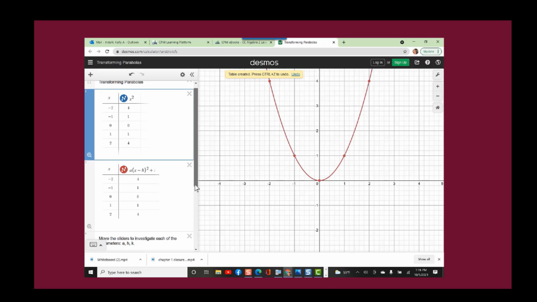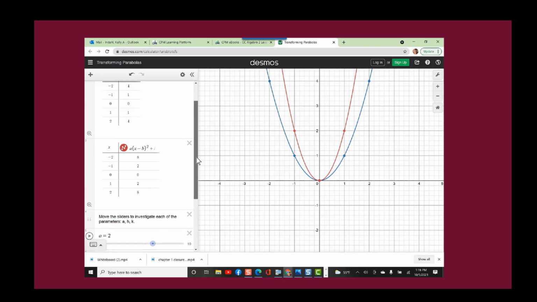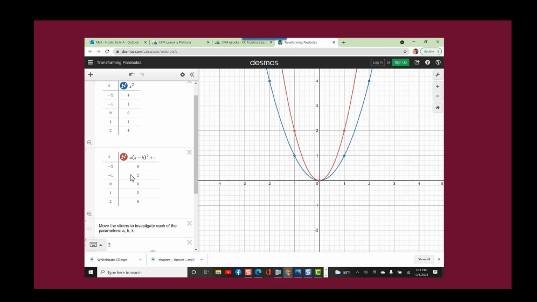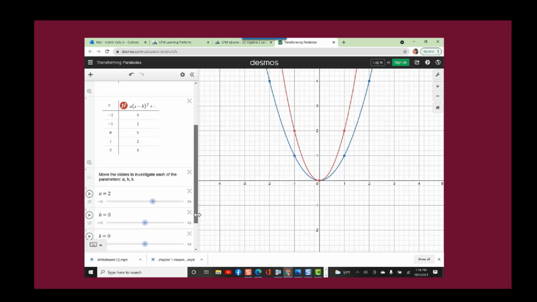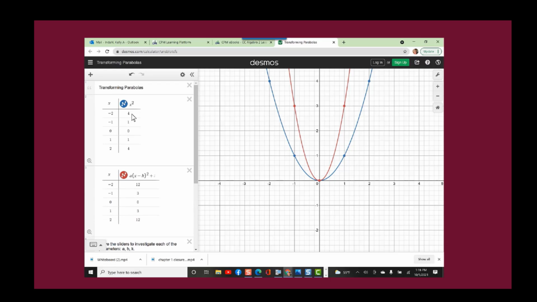Now, let's go, and I'm going to change this to a 2. Now let's go back and compare the tables. Notice the change in the table. Everything is doubled. Notice that? It's all doubled. Okay, let's go down and change it to a 3. Look at the table. This is the parent function. Everything is 3 times the value of what it was in the previous table.